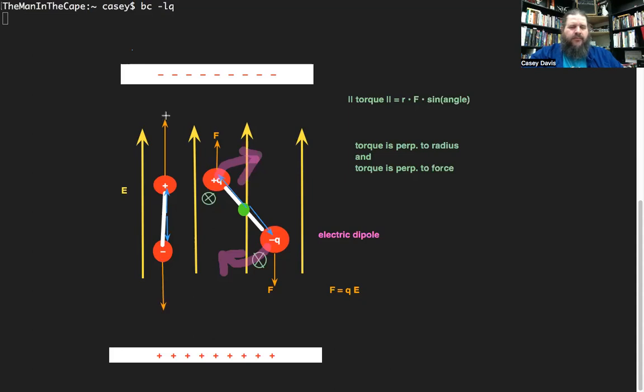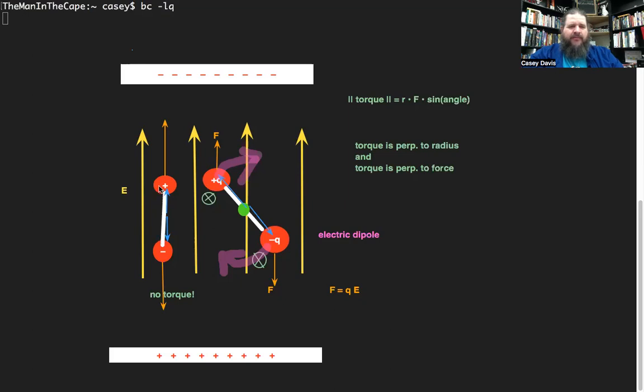At this point, what's the angle between radius and force? Oh, sorry, 0. Yeah, since they're in the same direction, I would call the angle between them 0 degrees. And what's sine of 0 degrees? 0. Right, which means this experiences no torque at all. It's not so much that the torques cancel out, it's just that each one experiences no torque because of the angles. So this is a stable alignment.